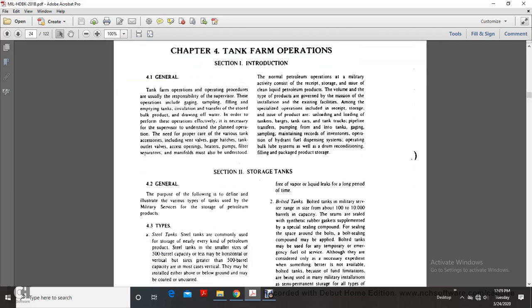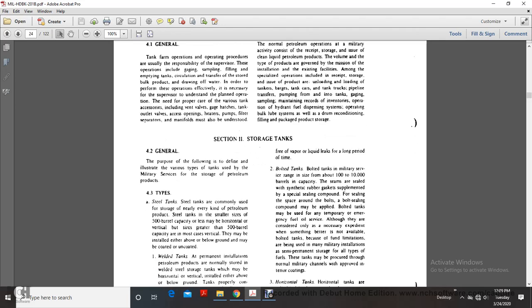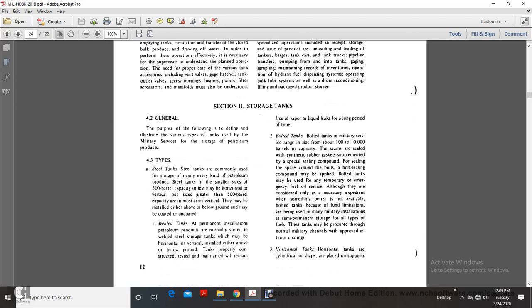General. The purpose of the following is to define and illustrate the various types of tanks used for military service for storage tanks. 4.3 Types. Steel tanks. Steel tanks are commonly used for the fuel storage of nearly every kind of petroleum product. Steel tanks of small size, up to 500 barrel capacity, may be horizontal or vertical, but sizes greater than 500 barrel capacity are, in most cases, vertical.